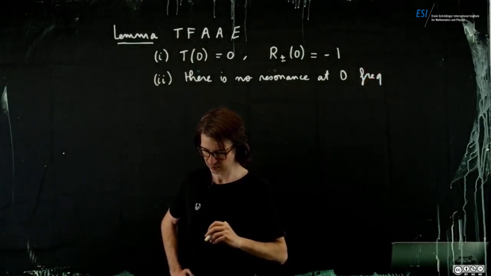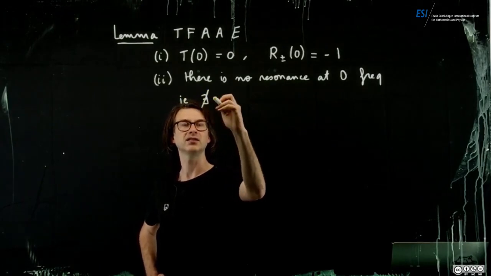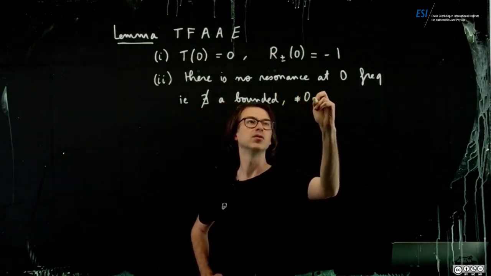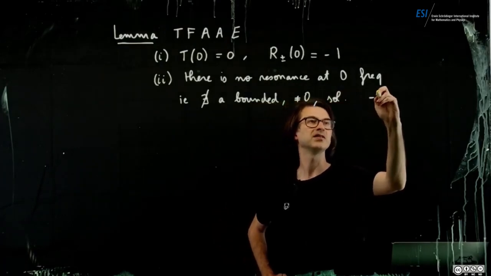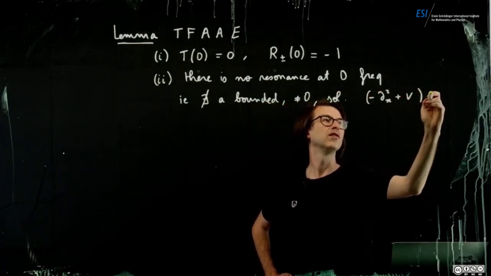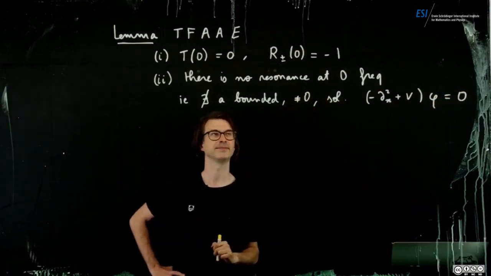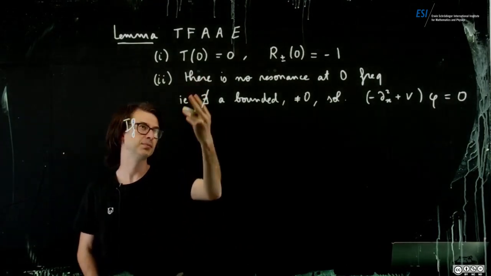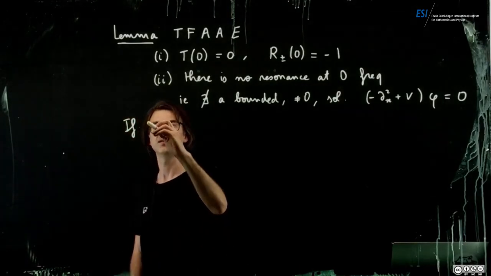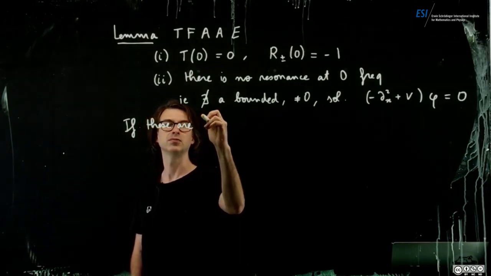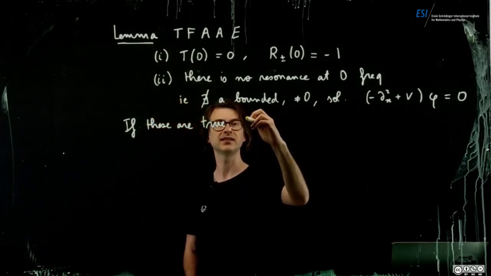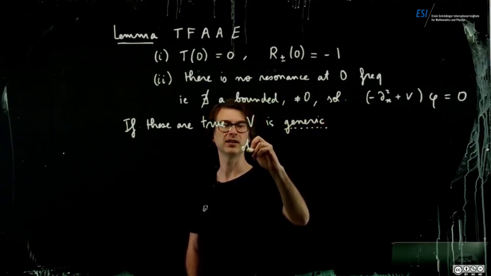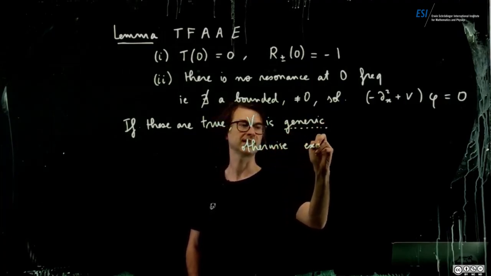What is a resonance, i.e. there doesn't exist a bounded non-zero solution of minus dx squared plus V phi equals zero. So if both of these assertions are true, V is called generic, and otherwise it's called exceptional.